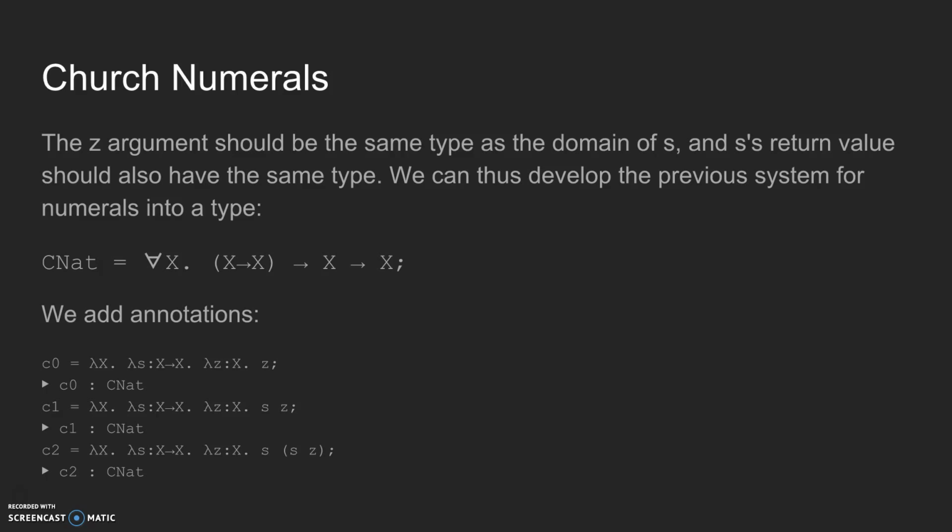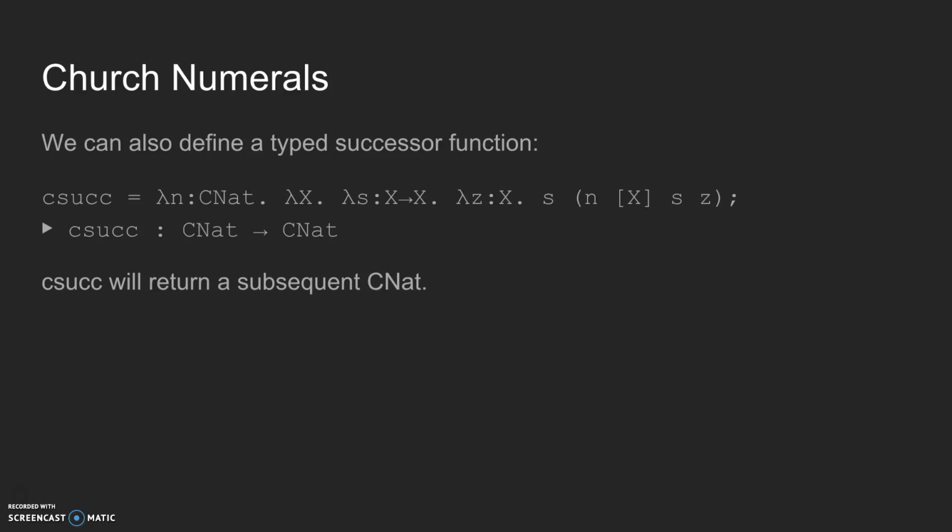Adding these annotations, we can then apply C0, C1, C2, etc. onto our C natural, and then thus have a church encoding for numerals. We can also define a typed successor function. A successor function will allow us to get a church numeral's subsequent number. From 5, we will be able to get 6. From 8, we will be able to get 9. We can define it using this here. And church succ will return the subsequent C natural.